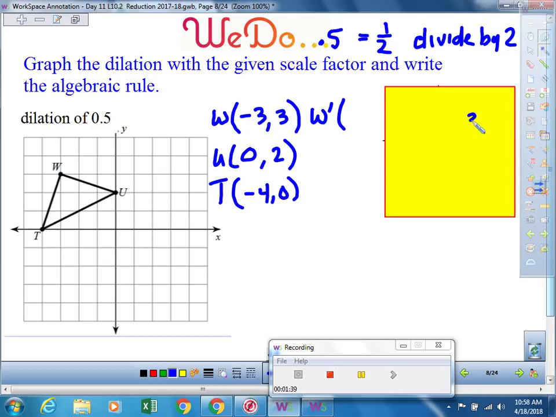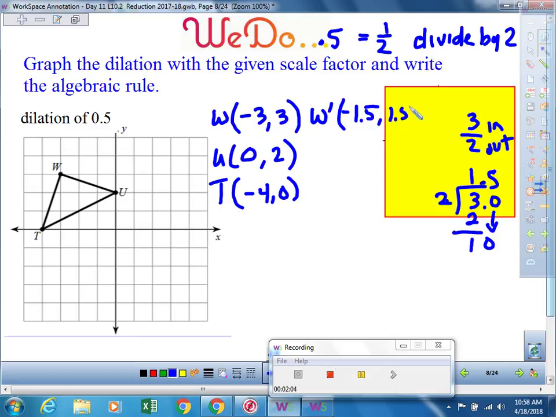If you don't know, you divide by 2. Remember, you go in and out. A lot of you know what half of 3 is, but some of you don't. So I'm just going to go over. 2 goes into 3 one time. Add a decimal 0. Bring your decimal up. 2 goes into 10 5 times. So you have -1.5 and 1.5.